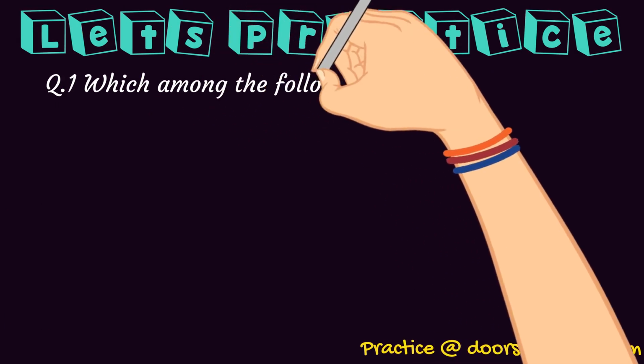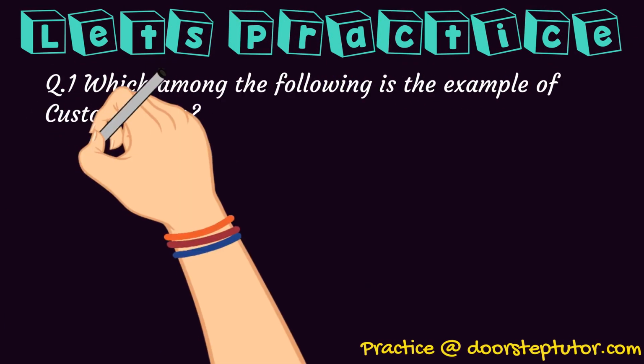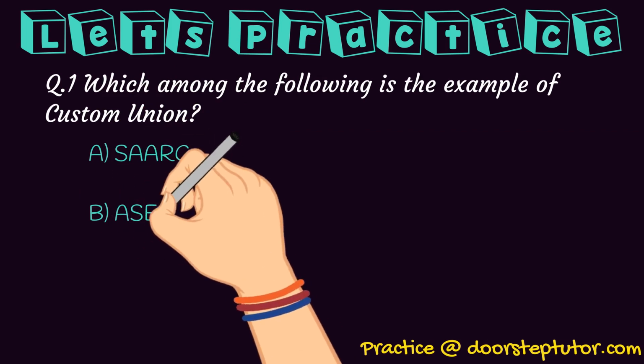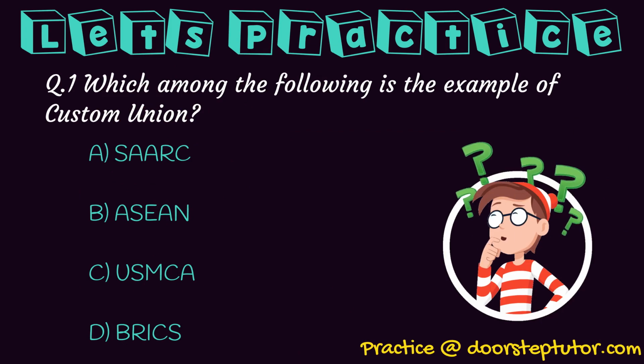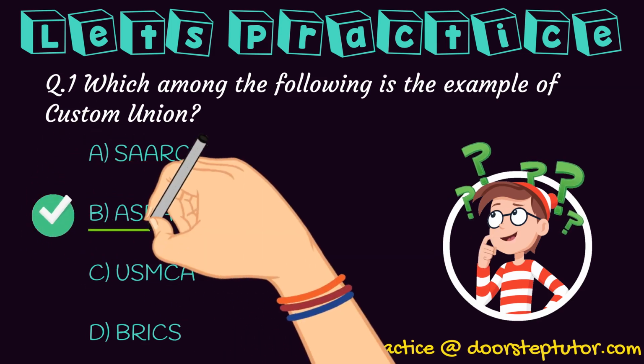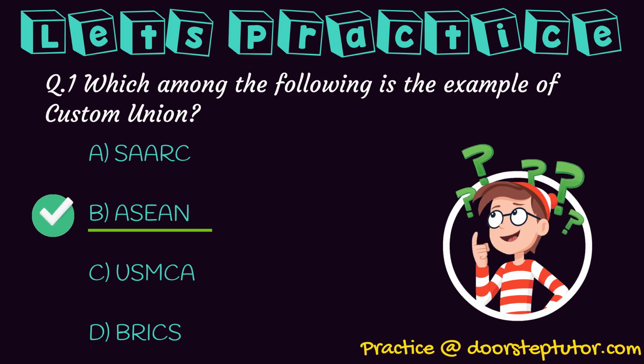Which among the following is not an example of custom union? SAARC, ASEAN, USMCA, BRICS. We discussed what a custom union is. A custom union is basically wherein there is a common trade policy. So the question is asking which of the following is not the example of custom union. So the correct answer would be ASEAN.